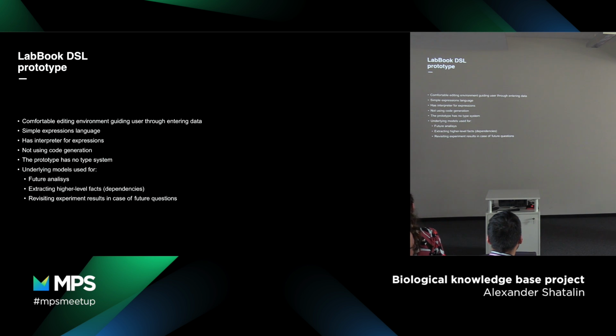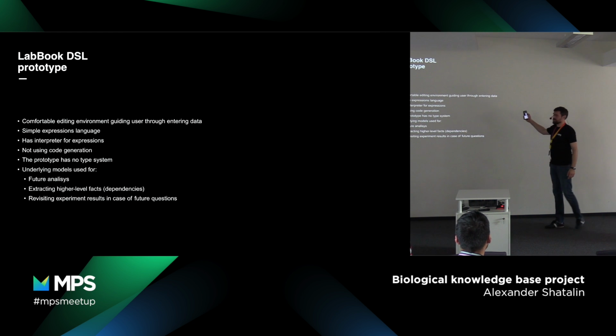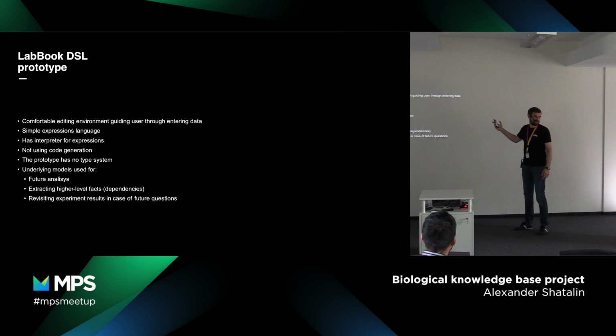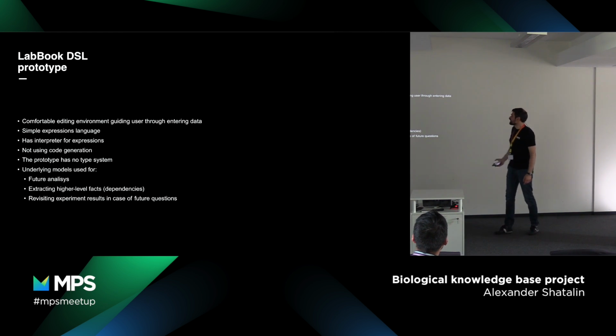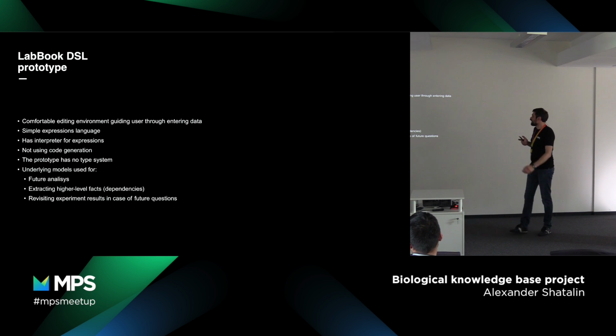So let me summarize it all. The Logbook DSL prototype provides a comfortable editing environment for guiding the user with entering the data, right? A simple expression language, and an interpreter for this language. We are not using code generation. We don't plan to use code generation in that project. It's out of scope. This prototype has no type system. We are just using scoping, constraints and concept typing in order to provide some type safety, so to say, right?